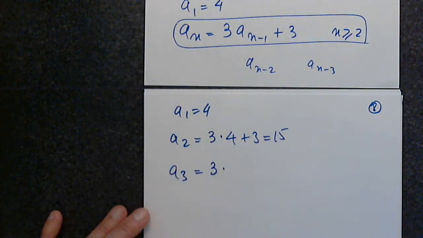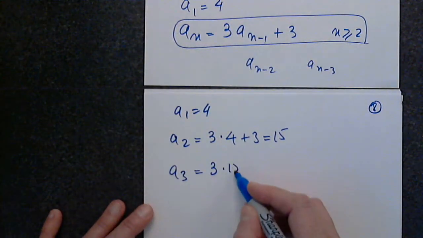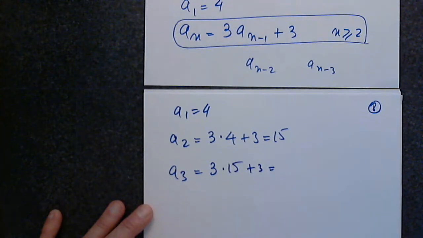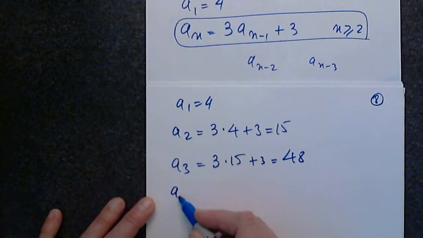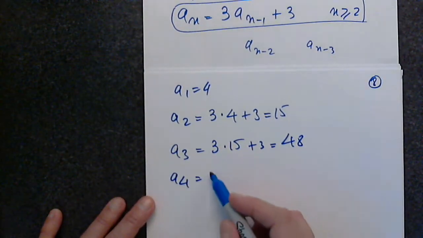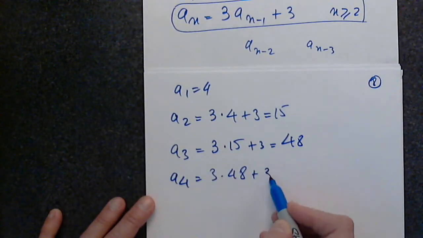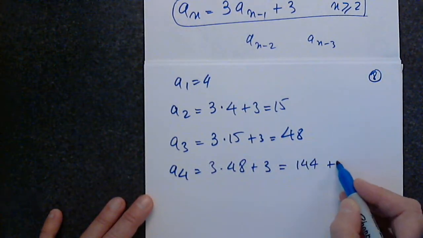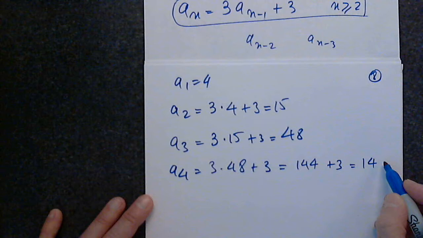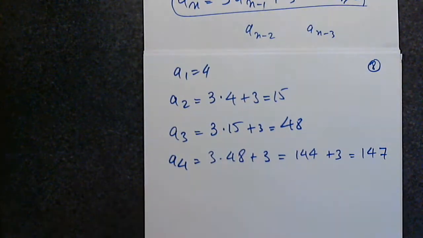Okay, so A3. 3 multiplied by, yes, plus 3. Remember the order of operations, 45 plus 3. And the last one, A4, is 3 multiplied by 48 plus 3. I got 147, correct me if I'm wrong.